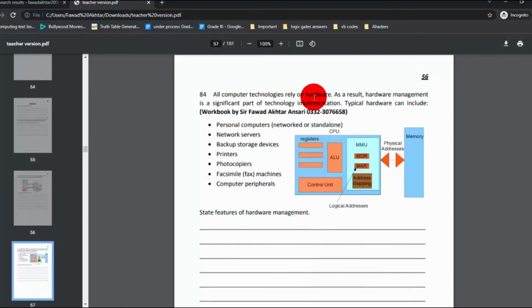Another question is: all computer technologies rely on hardware. As a result, hardware management is a significant part of technology implementation. Typical hardware can include personal computers, network servers, backup storage devices, printers, photocopiers, fax machines, and computer peripherals. The question asks you to state the features of hardware management. It is a pretty interesting question for you to solve.